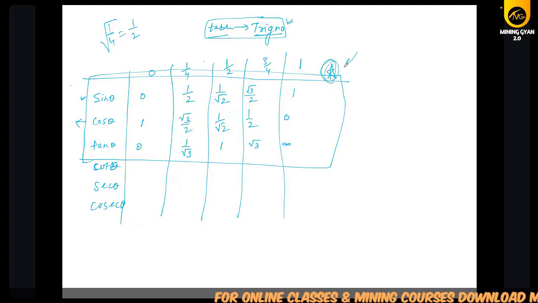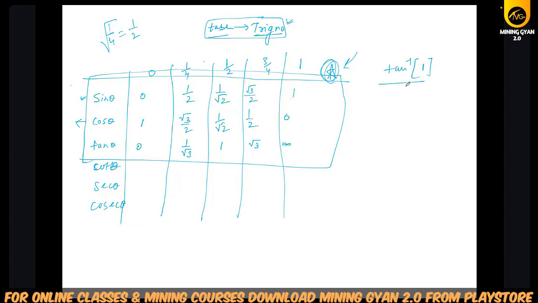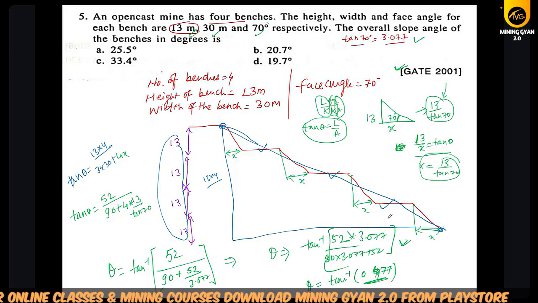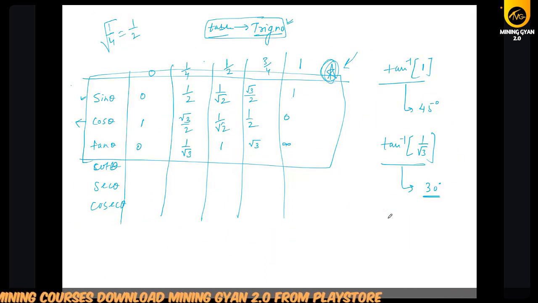So if he asks this type of question, if the value comes as tan inverse 1, then you will know that this is the value of 45 degree. If the value comes as tan inverse 1 by root 3, then you know that this will be 30 degree, overall the slope. Okay, so you should know the process and the basic table at least.